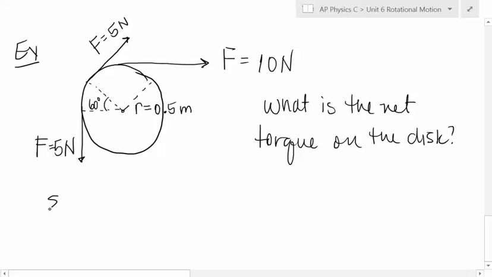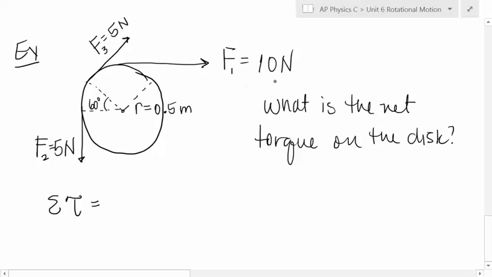So first of all, do all of these forces cause the object to move in the same direction? So the 10 Newton force, I'm going to call that one number 1. This 5, let's call it number 2. And this one that's up here at this 60-degree angle business, we'll call that one 3.